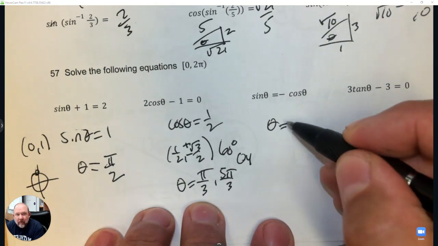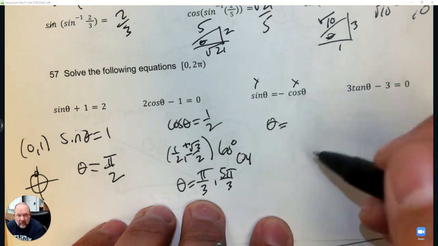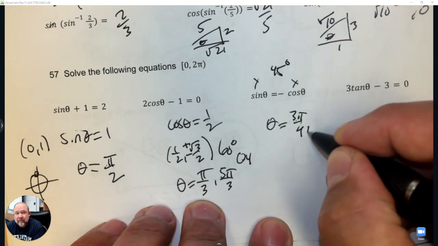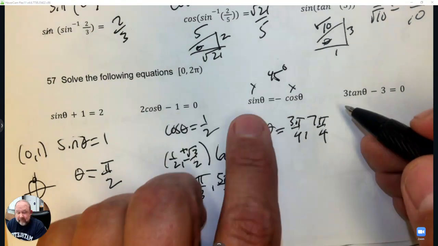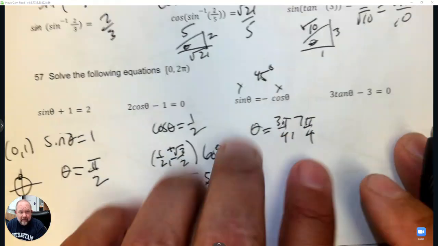Here, this is the y-coordinate, and the x. At what angle are they equal to each other, but one's positive and one's negative? So at 3 pi over 4 and at 7 pi over 4, at those angles, the x and the y-coordinate are the same number, but one's positive and one's negative.